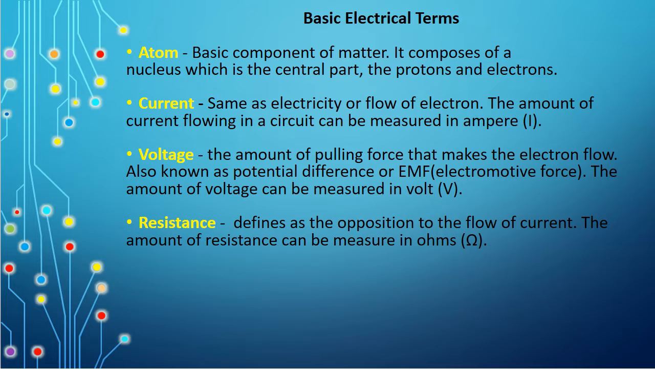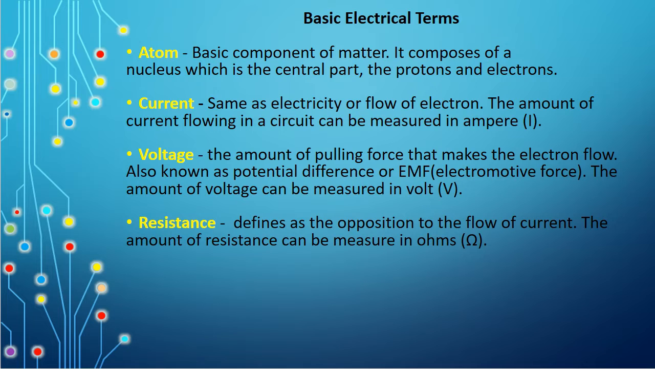Then we have another, voltage. The amount of pulling force that makes the electrons flow, that is the voltage. It is also known as potential difference, or EMF, or electromotive force. The amount of voltage can be measured in volts, and the symbol is the letter V.